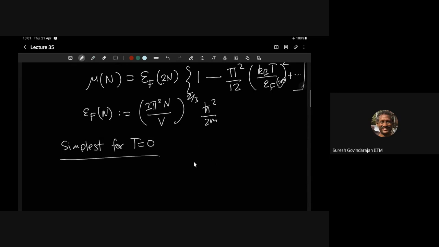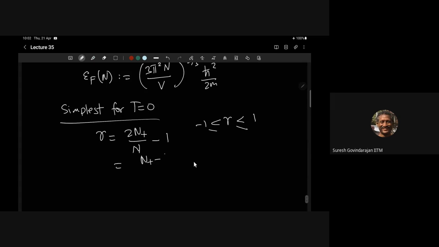So then let's make a definition. Let R be n plus minus n minus upon n. Okay. So this is just the fraction. So R goes from 1 to minus 1. It's the same thing. Okay. So R being 1 means all the spins are aligned along the field. R equal to minus 1 is anti-aligned. Okay. So that's what it is.